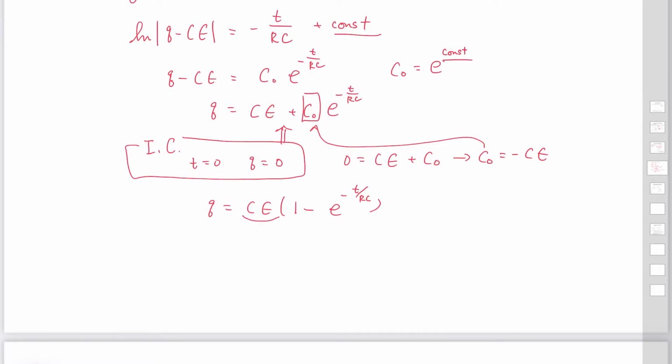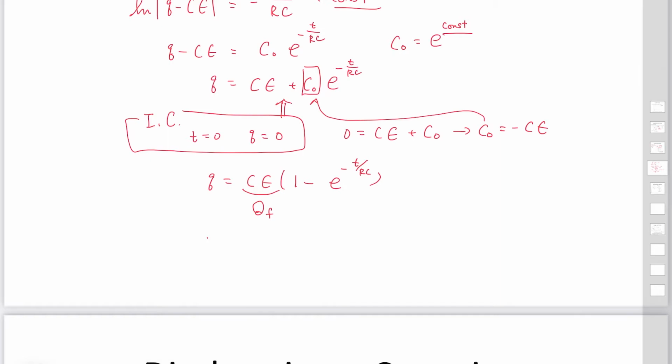This corresponds to the final charge on the capacitor, q sub f. Then for the current, once you have the charge, the current can be calculated using the derivative of q with respect to time. Then this becomes epsilon over R exponential minus t over RC. And this corresponds to I sub 0.